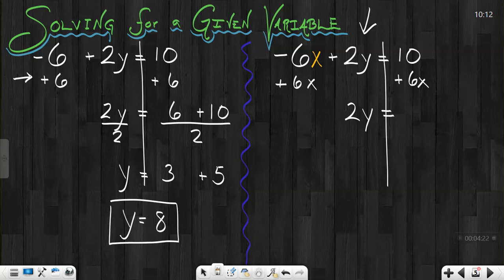But on the right-hand side, I can't put these two together. They're not the same term. So I'm just going to write 6x positive 10. In other words, 6x plus 10.